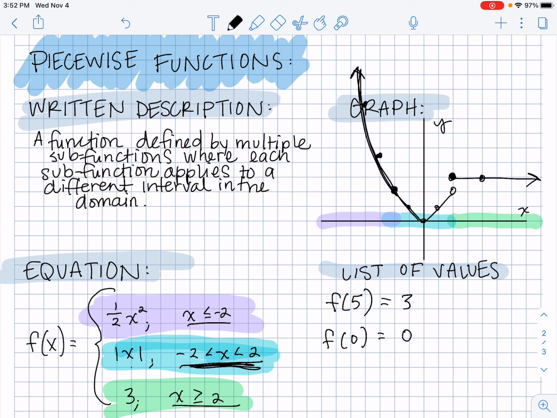And if somebody asked you, what is f of -100? You would go here. -100 squared is going to be positive 10,000. Half of that is 5,000. That's a big number. But anyhow, that's how piecewise functions work. Let's come back together as a class and go over some examples.